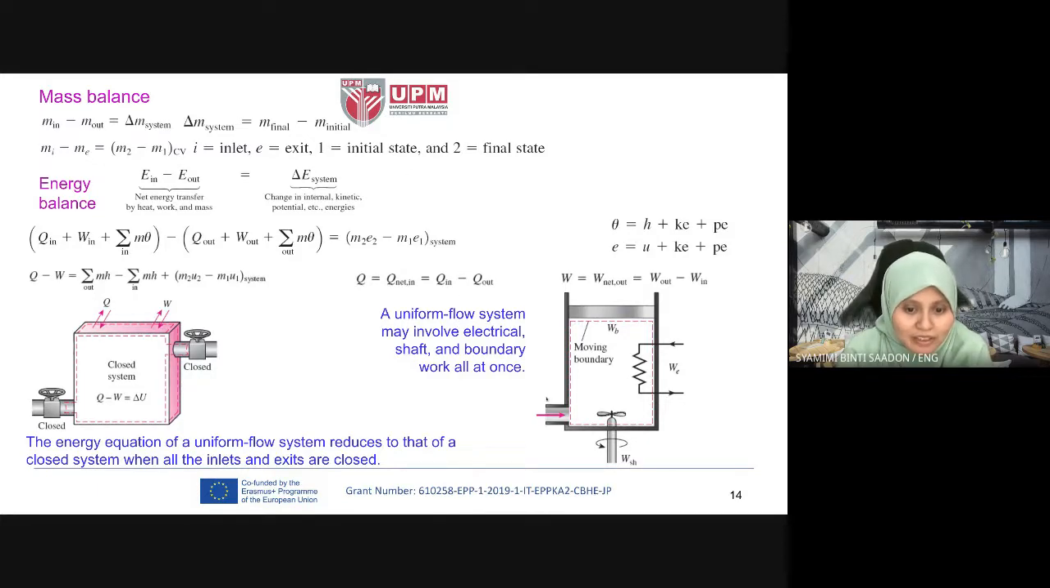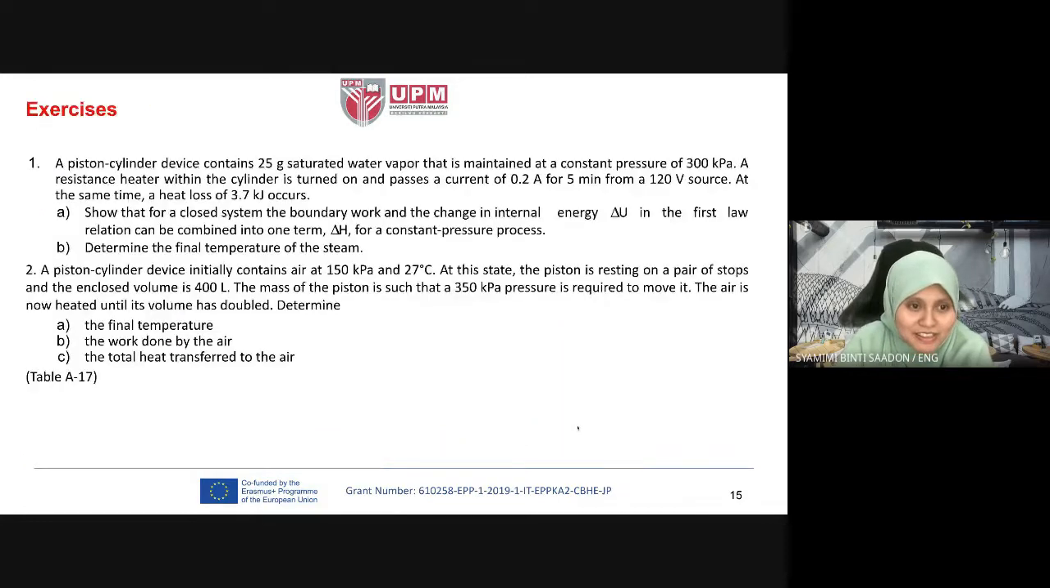Now the more interesting part is the example exercise. I created a Jamboard so that you try to think about it first, and then we will try to solve it together. I will call someone to try to solve it also.